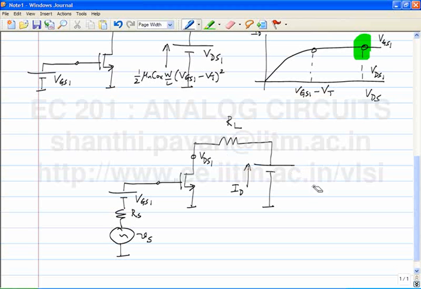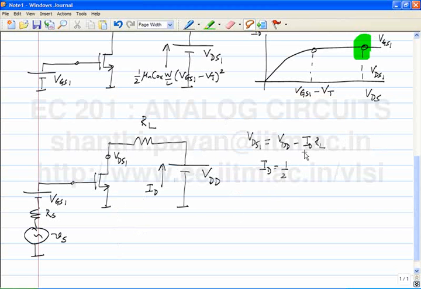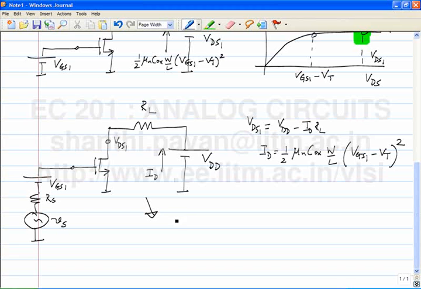So instead of calling this VDS1, I will call this maybe VDD, and VDS1 is simply VDD minus ID times RL. Very good. And ID itself is 1/2 mu n C ox W by L times (VGS1 minus VTD) whole square. Does this make sense?